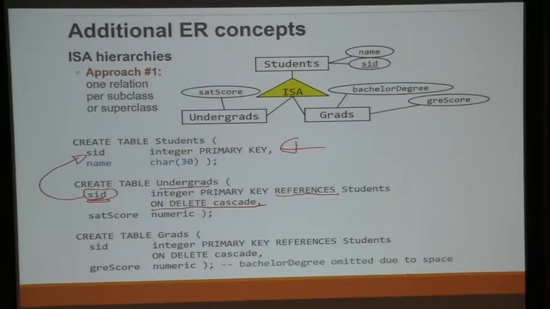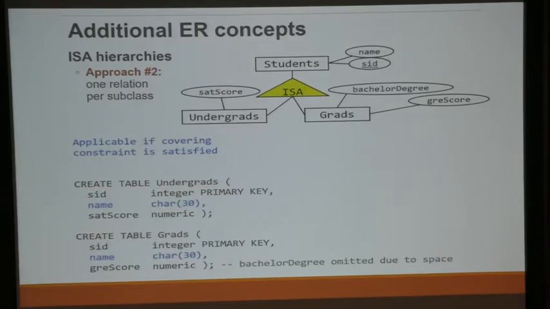Now, if you say that the covering constraint is always satisfied, you can actually remove one of the tables. Okay? So what it means is that you don't care about the superclass at all. What you care about is that every superclass must exist as either undergrads or grads. That is why you do not need to reference the student table. But if that student exists, that student must exist as either undergrads or grads.